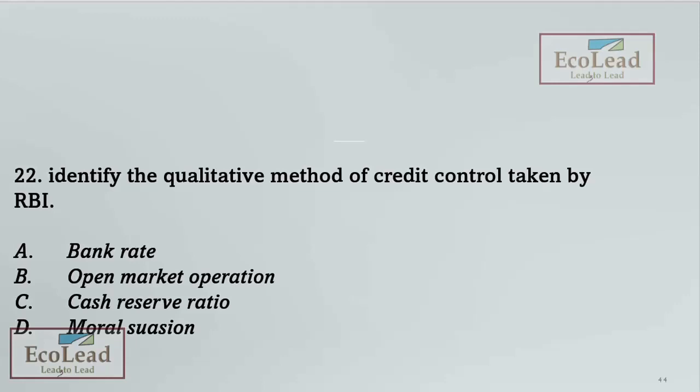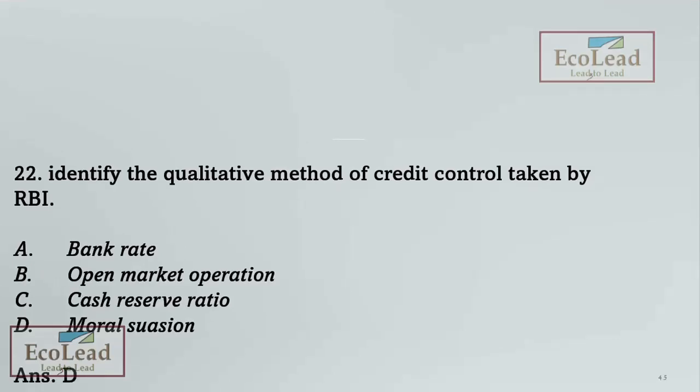Identify the qualitative method of credit control taken by the RBI. Options are bank rate, open market operation, cash reserve ratio and moral suasion. Here I will stop for a few seconds. Yes, the answer is option D. See, the bank rate is the rate at which the RBI gives loans to the commercial banks. It's a fixed rate, right? So this comes under the quantitative method.